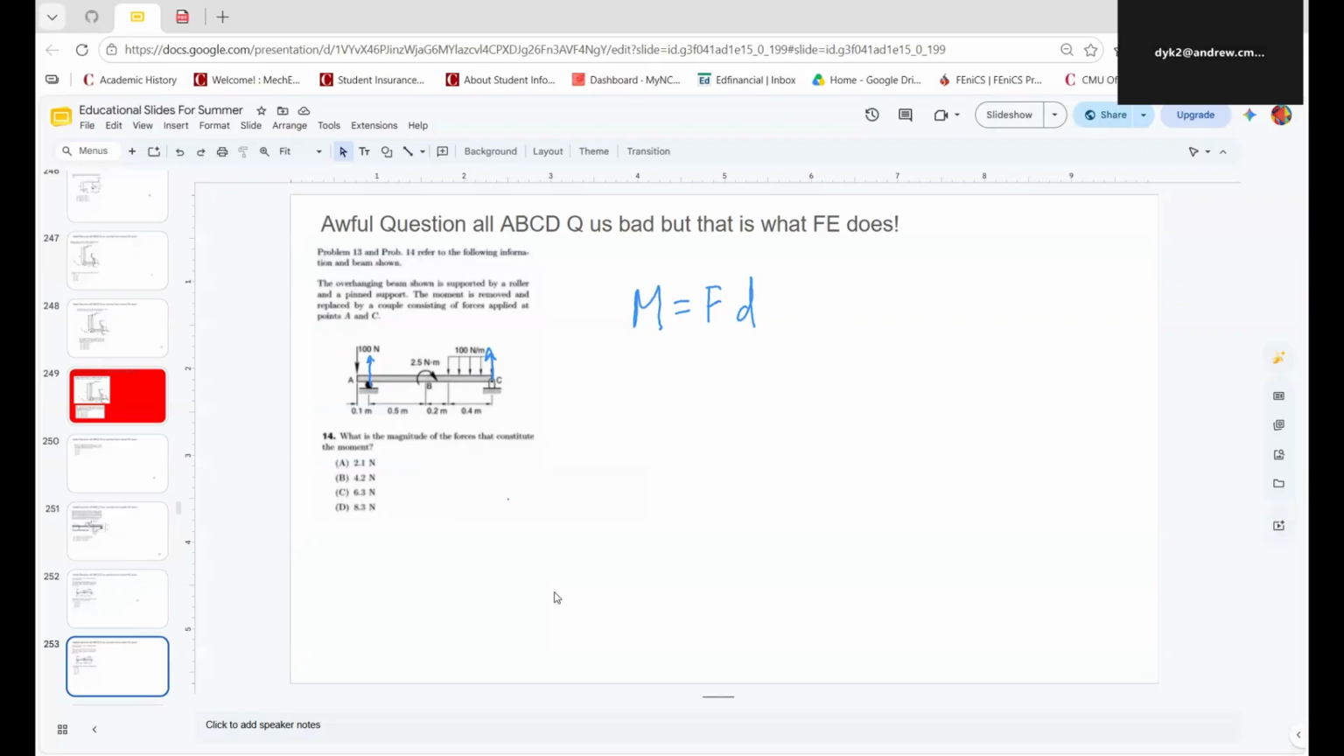The moment is removed and replaced by a couple consisting of a force applied at A and C. Sorry, I should have read that a little bit more carefully. What is the magnitude of the force that constitutes the moment?